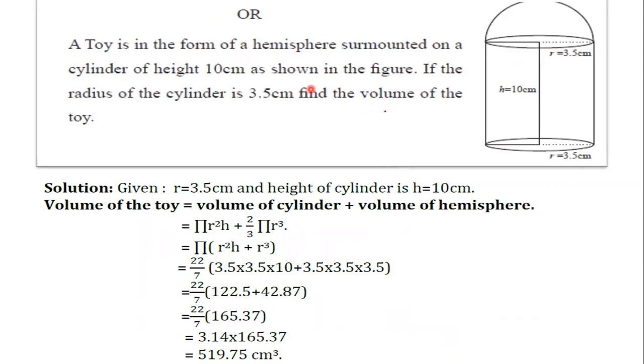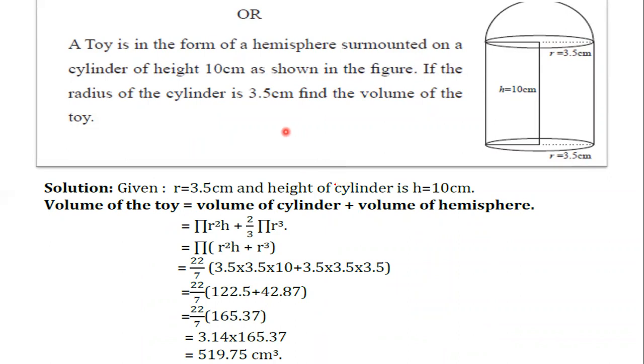A toy is in the form of a hemisphere surmounted on a cylinder of height 10 centimeter as shown in the figure. Is the figure given? What they did? This is a cylinder. On this cylinder, they surmounted the hemisphere. Radius of the cylinder is 3.5 centimeter. This is the radius. Radius of the cylinder is 3.5 centimeter. Find the volume of the toy. You need to find out the volume of the toy.